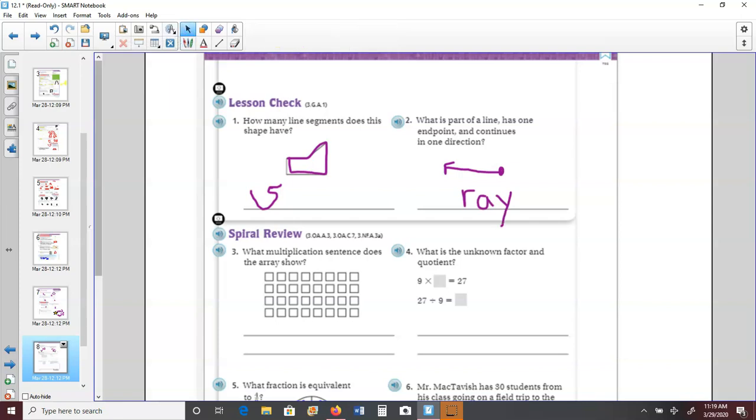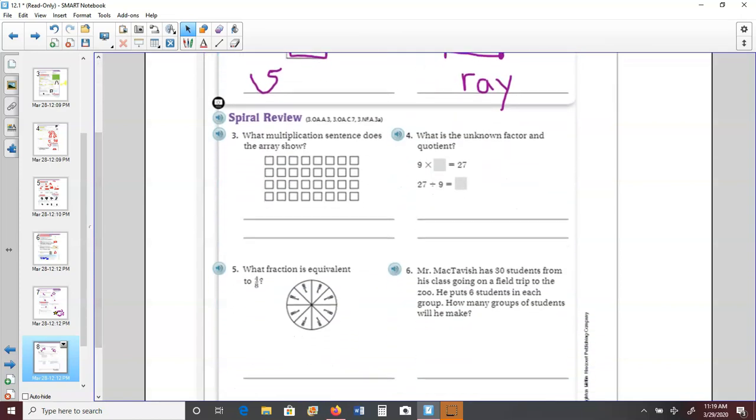All right, number 3, spiral review. What multiplication sentence does this array show? When trying to figure out our multiplication sentence, think of how many rows. 1, 2, 3, 4 rows. And in each row, there is 1, 2, 3, 4, 5, 6, 7, 8. So we could go 4 for 4 rows times 8, and that equals 32. 4 times 8 equals 32.